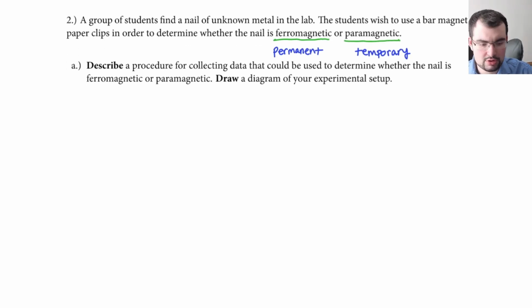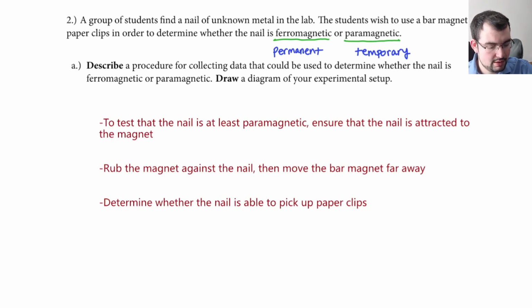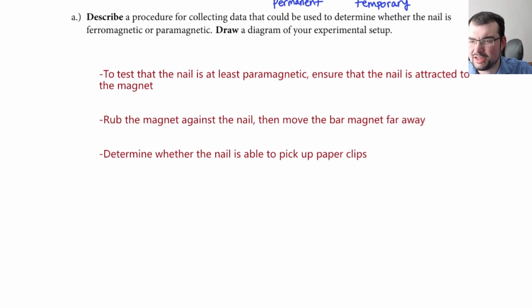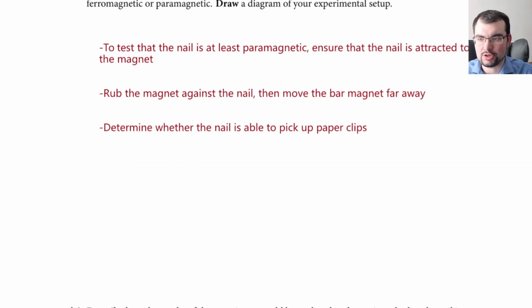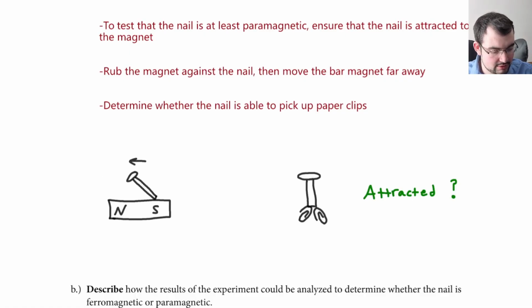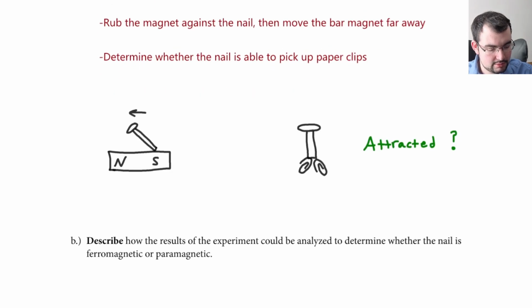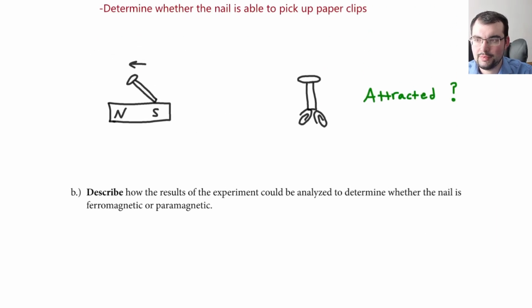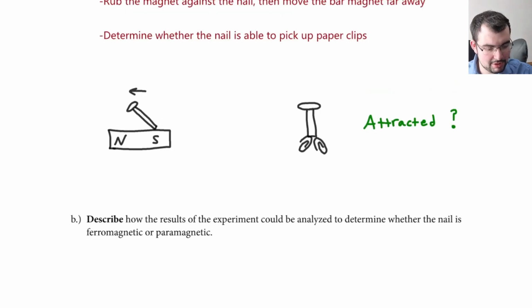So it's pretty straightforward. Ensure that the nail is attracted to the magnet, rub the magnet against the nail, then move the bar magnet far away and see if even when the bar magnet is far away, does that nail keep its magnetization? So we have this lovely diagram where we rub the nail against a bar magnet and we test if these paper clips are attracted or not. What a lovely diagram. This is actually some of my better work.